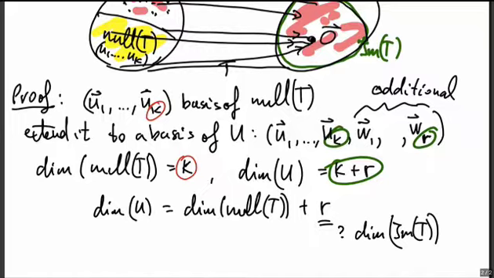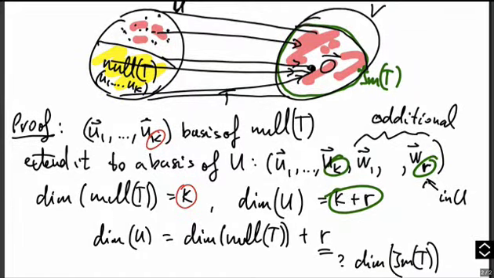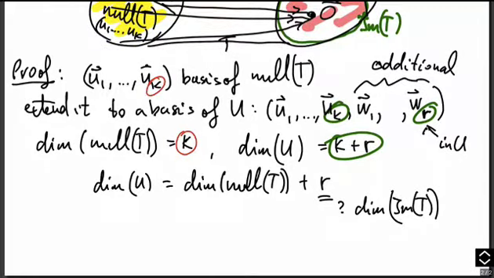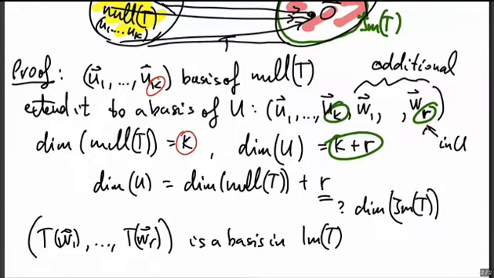Here the W vectors are in U, so we cannot use them to serve as basis in the image because it's in a different vector space. So what we have here in the proof, W1, WR vectors. But instead of using those as basis, what we will show is that their image, TW1, TWR, is a basis in the image of the T transformation.